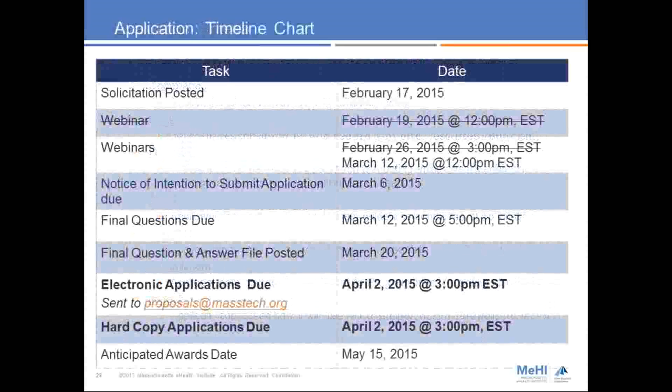This timeline slide repeats the important dates related to the RFP. A copy of these slides and a recording of the webinar will be made available on the MeHI website. Complete applications are due by 3:00 p.m. on April 2nd. We anticipate the final eQIP awards will be announced in May of 2015.